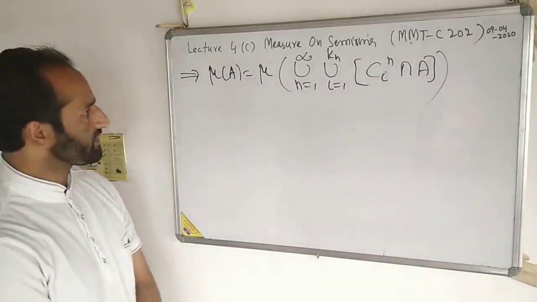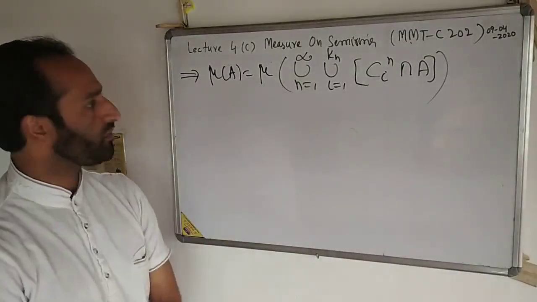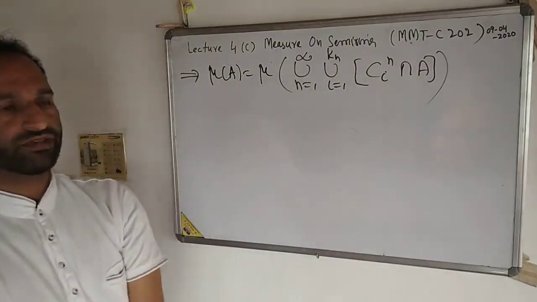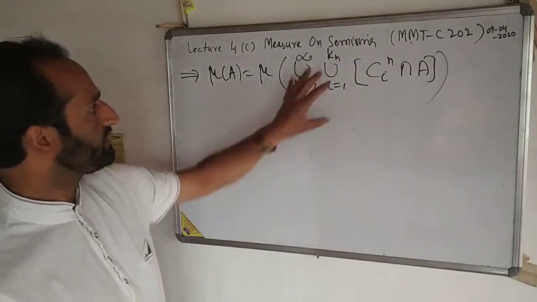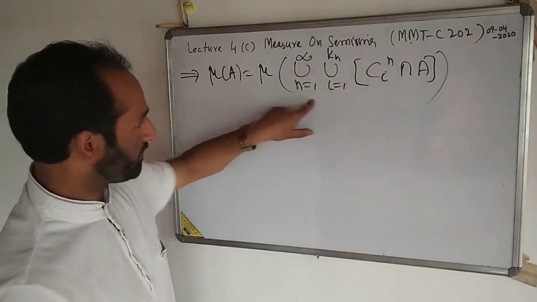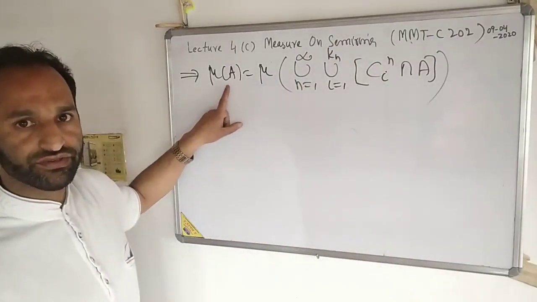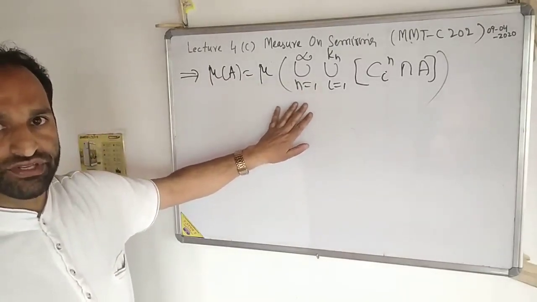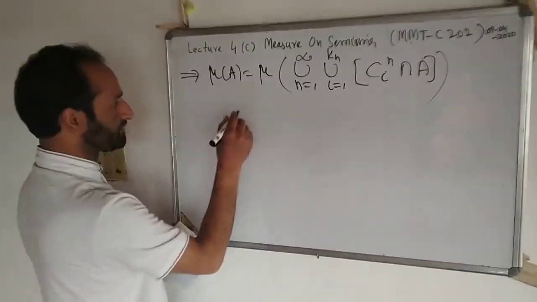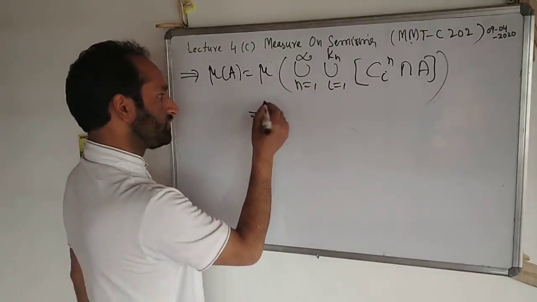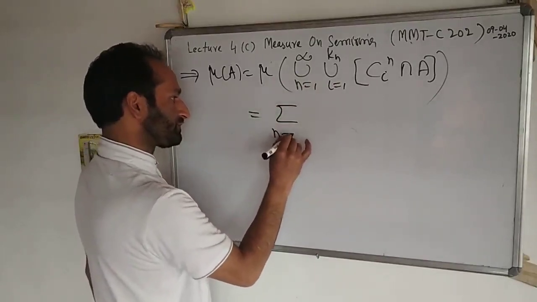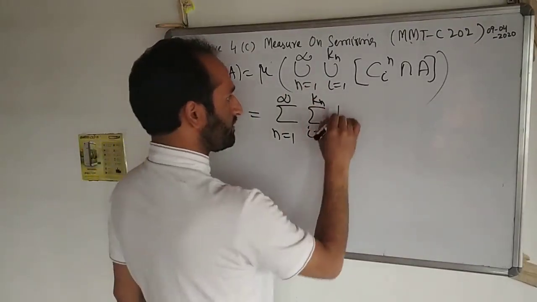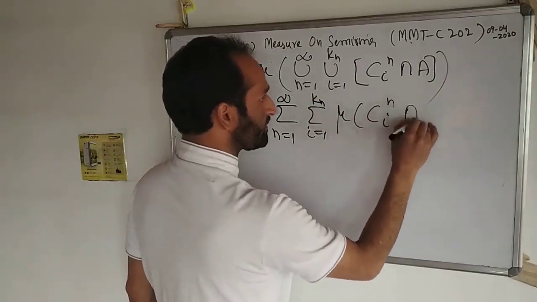And here, since mu is a measure, therefore mu is sigma additive. If we have any countable disjoint union, then mu of the disjoint union will be equal to sum of the mu's. But the condition is that this union should be a member of S. And here it's a member of S because this union is equal to A. So I can apply the sigma additive property of a measure. It's equal to the double sum, n runs from 1 to infinity, i runs from 1 to K_n, mu of C_in intersection A.